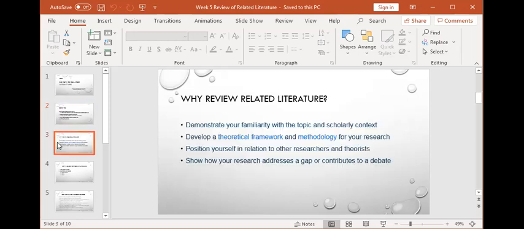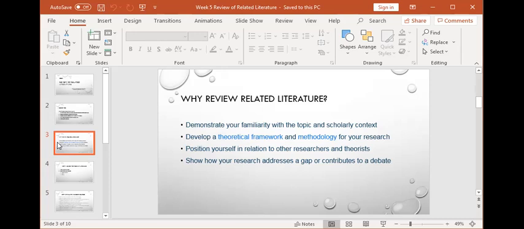Okay, so to start, why do we need to review related literature? First, this demonstrates your familiarity with the topic and scholarly context. So meaning to say, you have read and you are aware of what is already available and what is not yet in your study. Take note, the main purpose of your related literature is to avoid duplication.